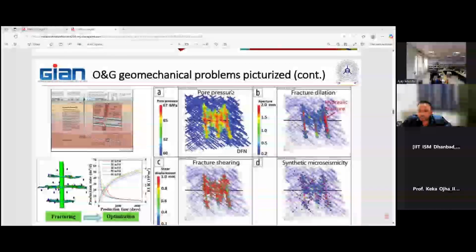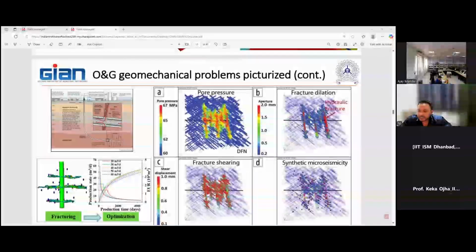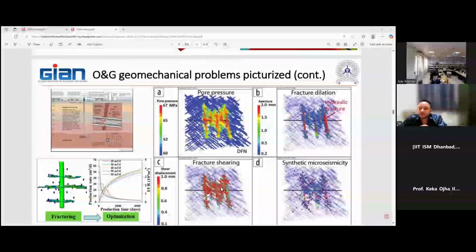Okay, so this is the final model pore pressure. So obviously the pore pressure will increase after you fractured the well. Okay, and this is the fracture dilation, means how much the fractures are opening. So red areas here mean the fractures have dilated a lot, they have opened a lot. Okay, then this is some type of shearing. So natural fractures will also start shearing against each other if you start pumping fluid. Okay, and then there will be some microseismicity generated, which can also be modeled.